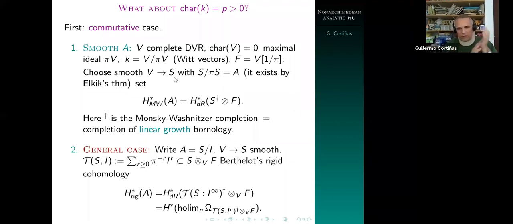That's Berthelot's rigid cohomology. Again, this is not exactly how Berthelot defined his cohomology. I am using some results of Elmar Grosse-Klönne, because this is also a theory that you can define, as Berthelot did, in terms of cohomology of sheaves over a certain site.